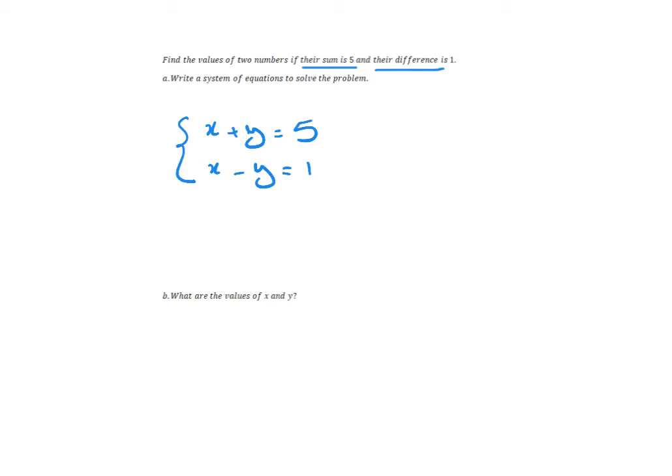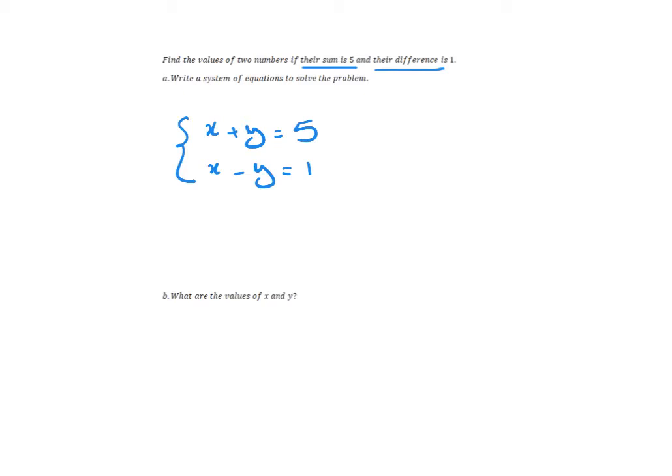So this is a system of linear equations. And if I want to know the values of x and y, clearly, if I want to guess, I can see that 2 and 3 will be the answer. 3 plus 2 is 5, and 3 minus 2 is 1. If you want to guess, that's clearly the correct answer.